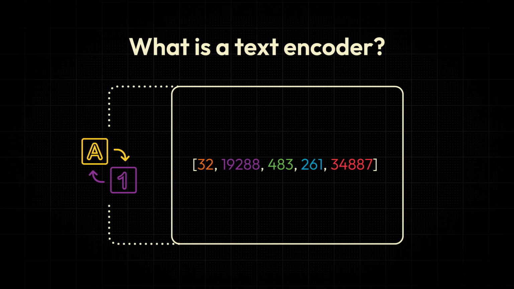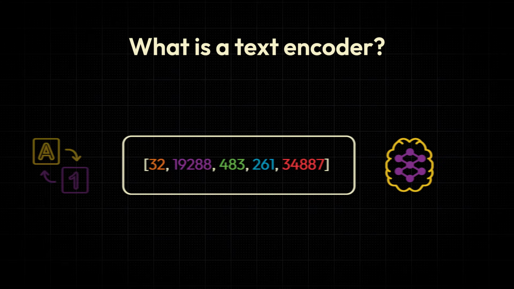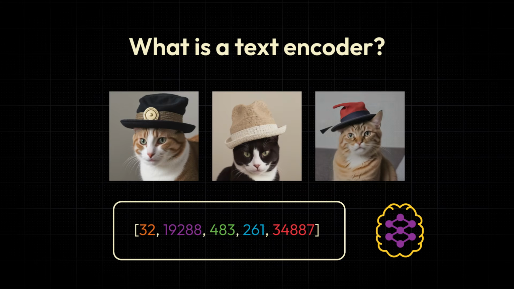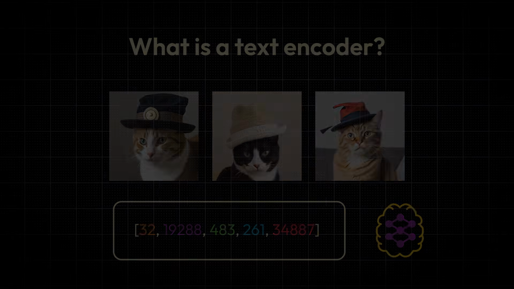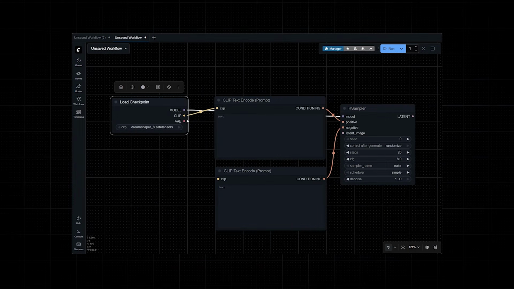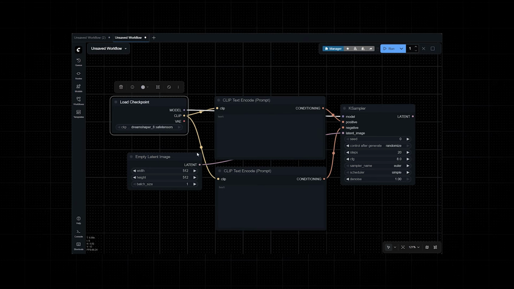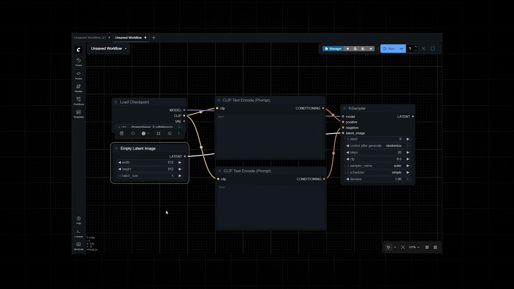Think of it like a translator between your text and the AI's visual imagination, helping the model understand what you want to see before it starts painting the picture. Let's quickly connect the nodes and move on to the last input of our KSampler. Drag out the latent image input and pick the empty latent image node from the menu. This node defines the settings for our image size. Basically, it creates an empty canvas for the model to work on.